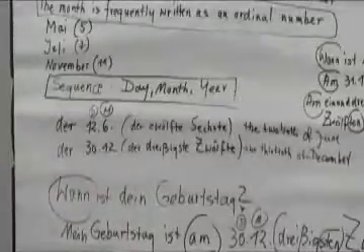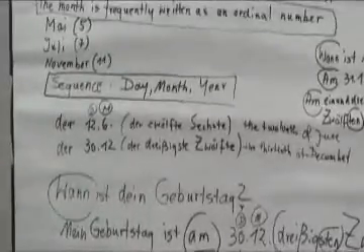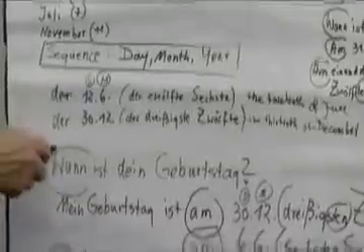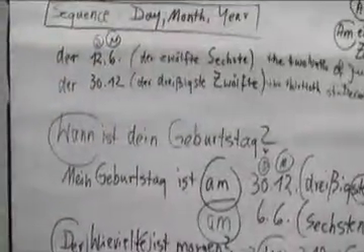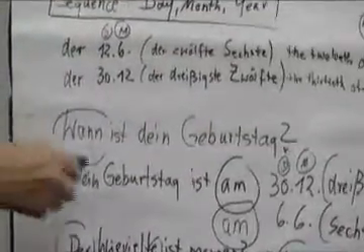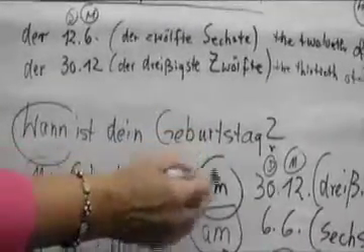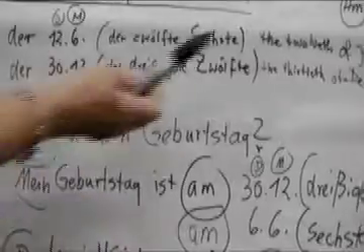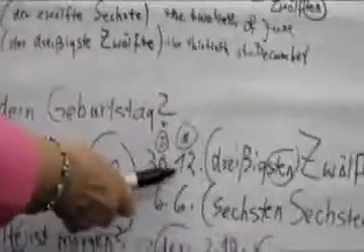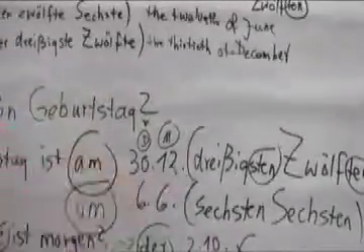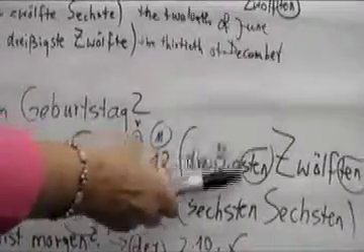So, let's find out when your birthday is. How do we ask for that? We say, wann ist dein Geburtstag? When is your birthday? And the answer would be, mein Geburtstag ist am, which means on. And then we just write the numbers. 30. 12. And this is what it looks like written out.